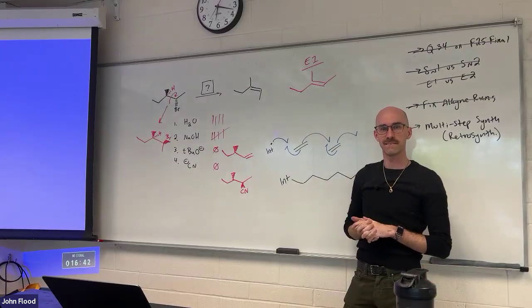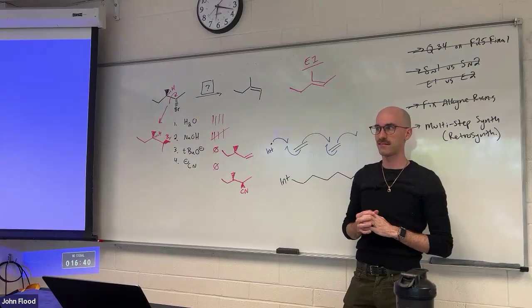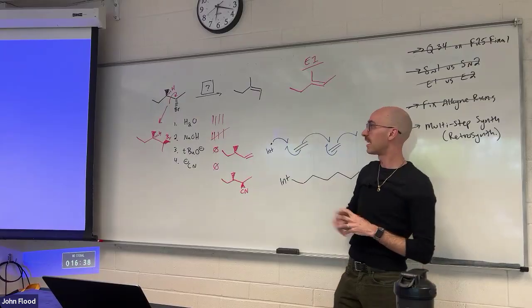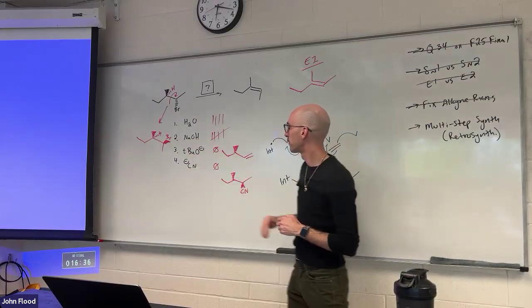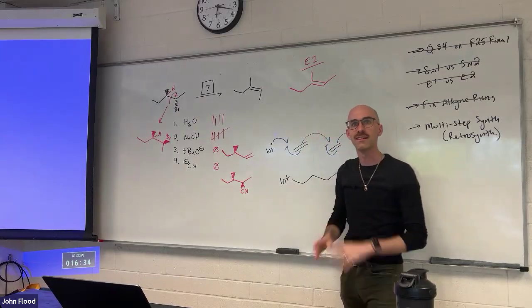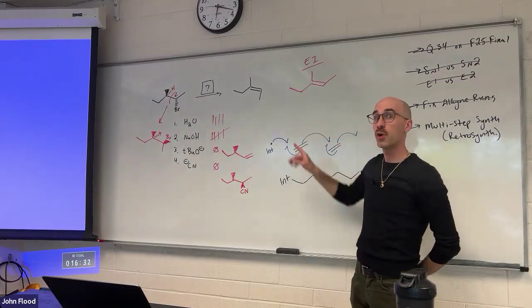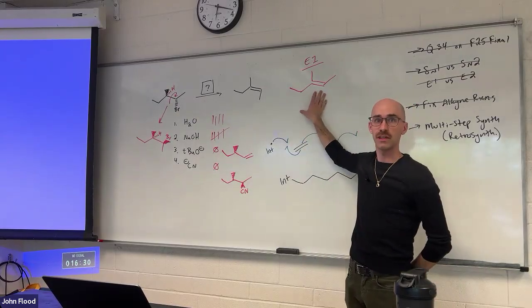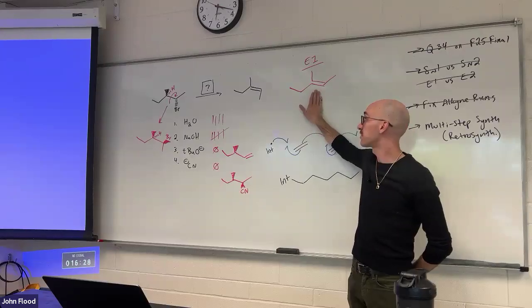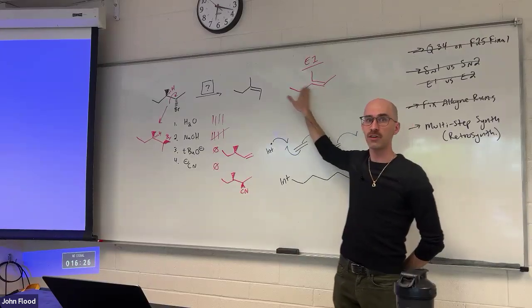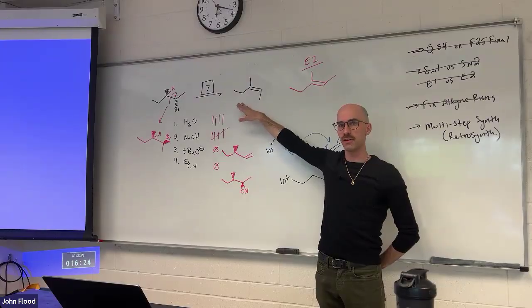Okay, Tanner. So which one was it? It's B. Yep. E1 would give the most stable alkene. And the most stable alkene would be the E alkene, not the Z alkene.